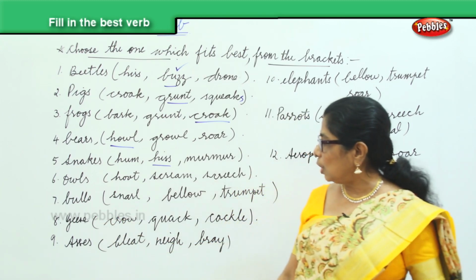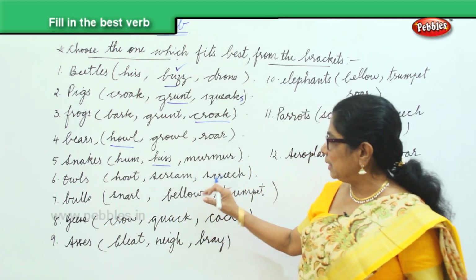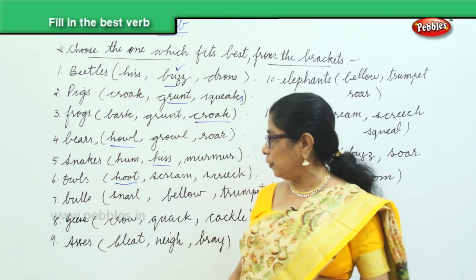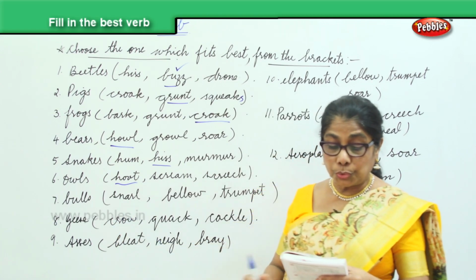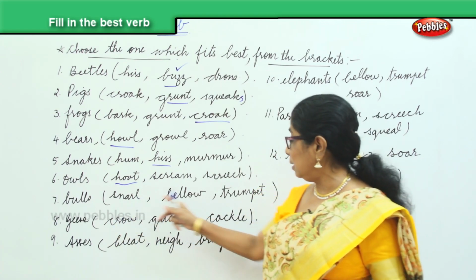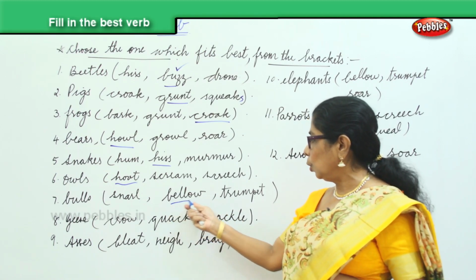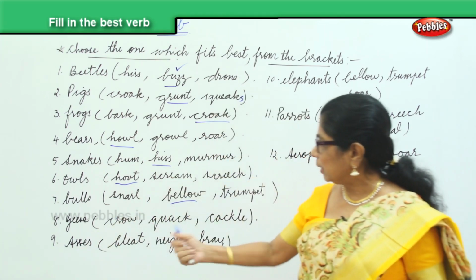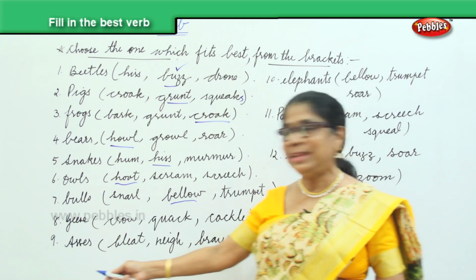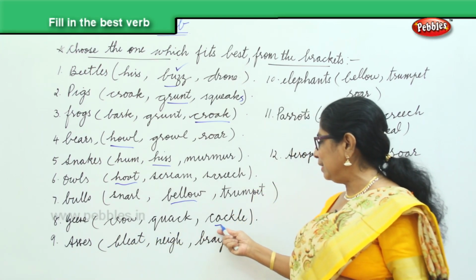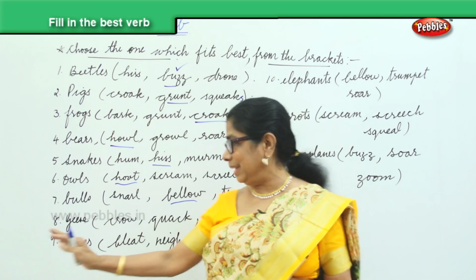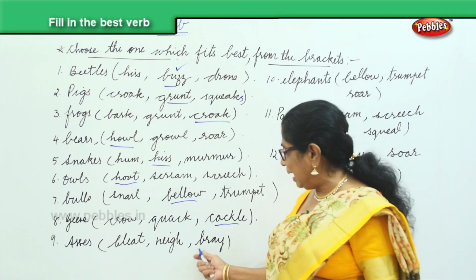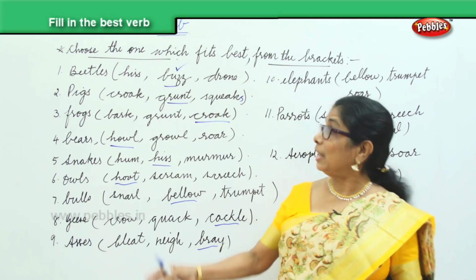Next we have owls. What do the owls do? Do they scream or they screech? No. Owls hoot. Hooting of the owls in the forest. Bulls. What do the bulls do? The bulls normally, there is snarl, trumpet, no, bellow. The deep voice the bull has, the bellow. Then the geese, what do the geese do? The geese cackle. We normally say the geese are cackling. You don't say geese crow or quack. Asses, what do the asses do? The asses normally bray.